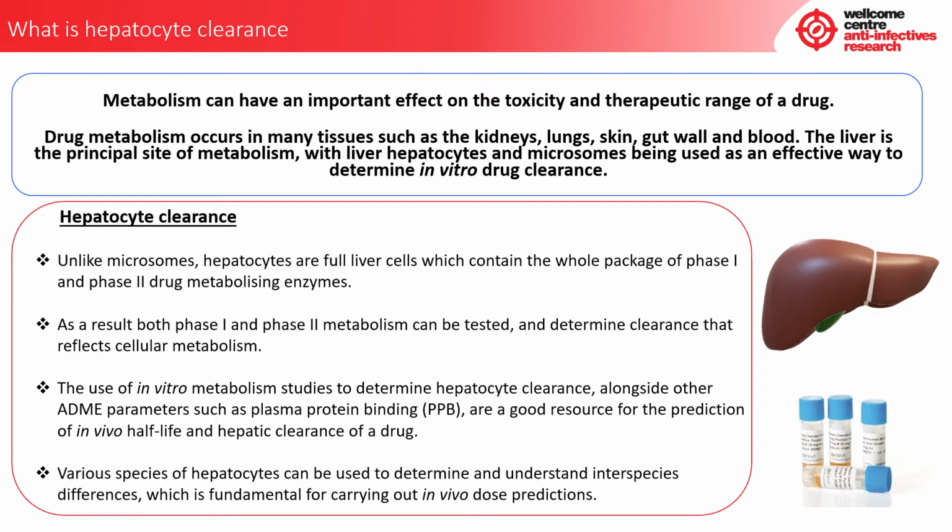Hepatocyte clearance. Unlike microsomes, hepatocytes are full liver cells which contain the whole package of phase 1 and phase 2 drug metabolizing enzymes. As a result, both phase 1 and phase 2 metabolism can be tested and determine clearance that reflects cellular metabolism. The use of in vitro metabolism studies to determine hepatocyte clearance alongside other ADME parameters such as plasma protein binding are a good resource for the prediction of in vivo half-life and hepatic clearance of a drug.